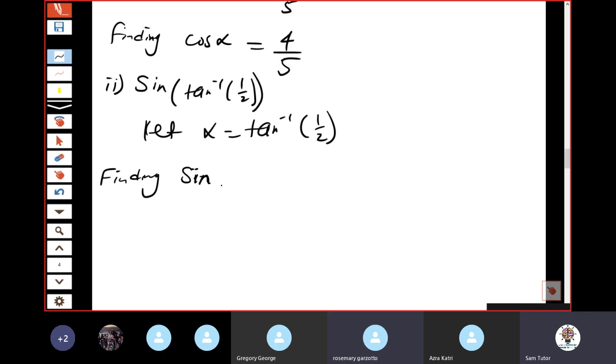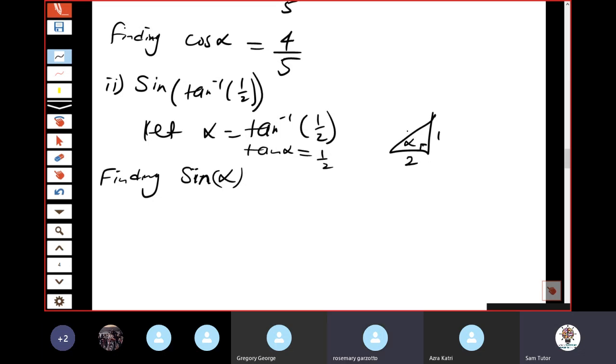So sine of what? What are you actually finding? Sine alpha. Okay, and then what do you know from this bit? So alpha equals inverse tan of 1/2. You know that means tan alpha equals 1/2. Then you go and draw your triangle. There's your alpha. Opposite over adjacent, so 1 over 2.